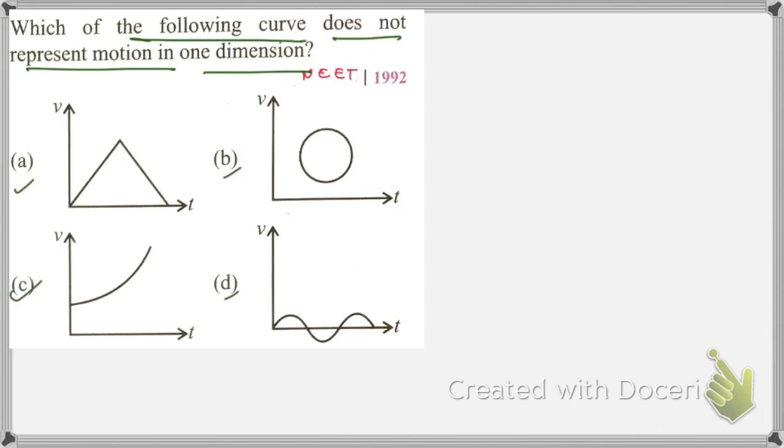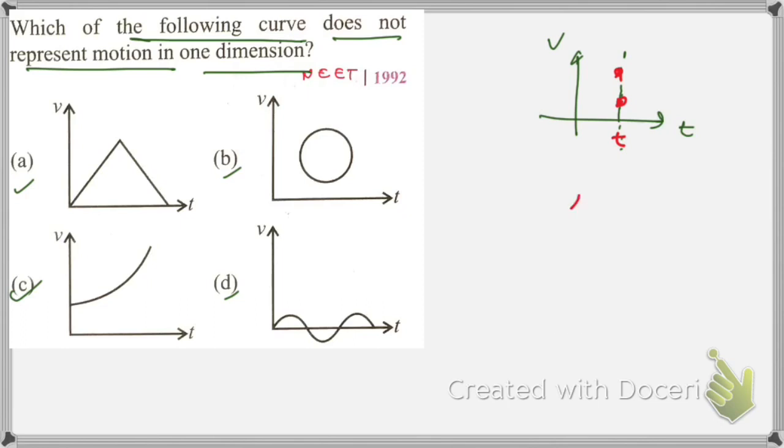If at a single point, at a particular instant, we get two velocities, right, then it represents two-dimensional motion, right? That means at the same time you are getting two different velocities, meaning the velocity has two components.